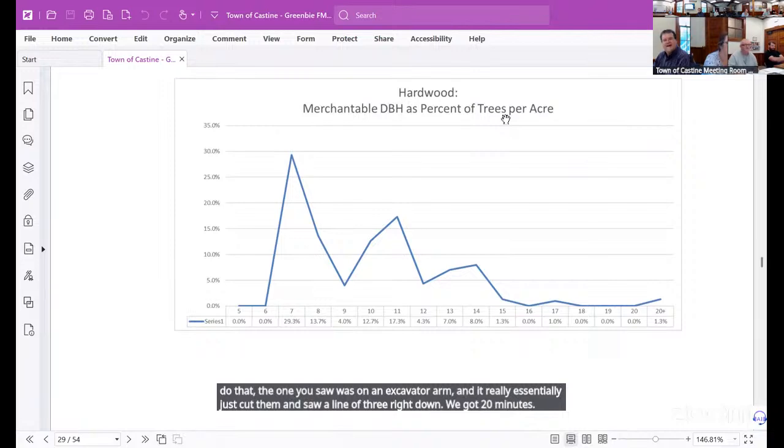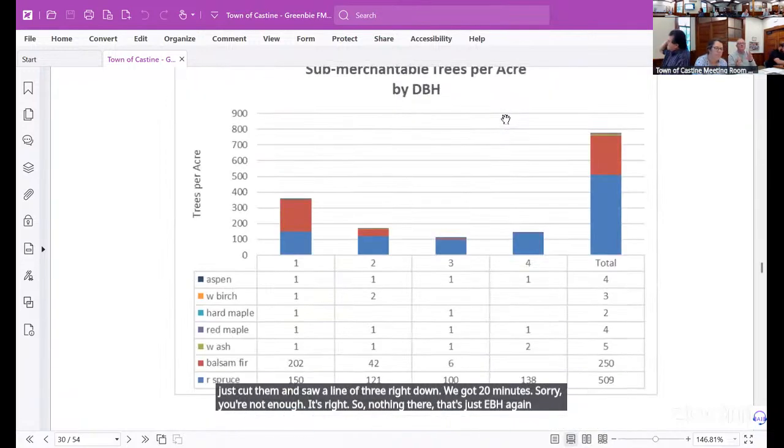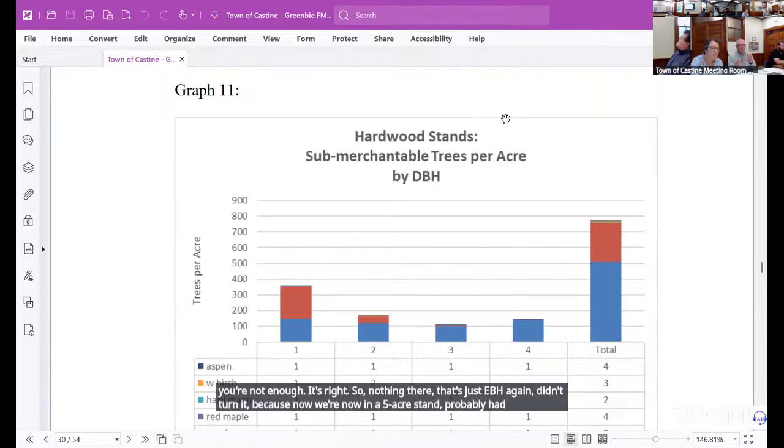Sorry, we don't know. So nothing there, that's just DBH again. Now we're having a 5-acre stand that probably had 2 plots in it, I think is what it was.